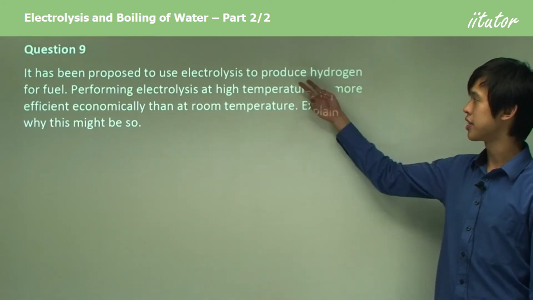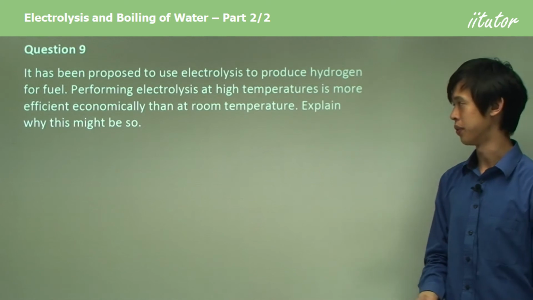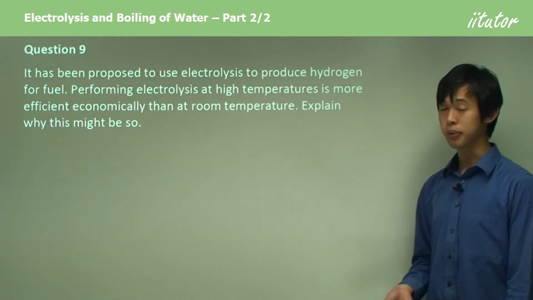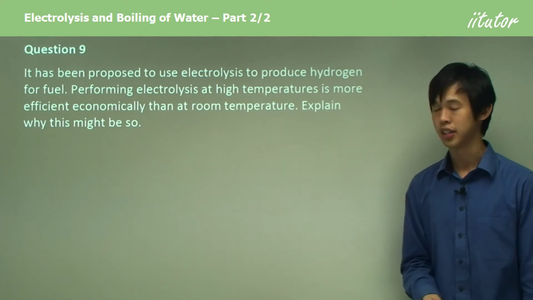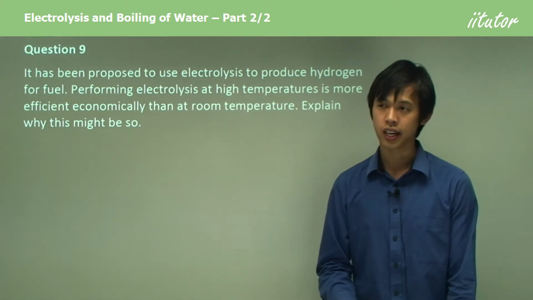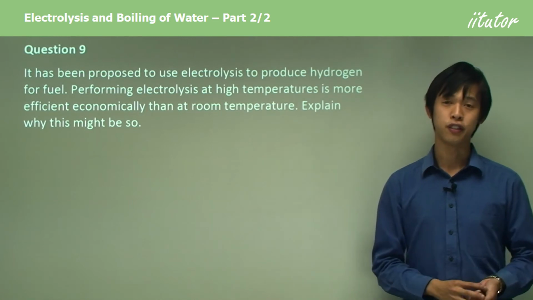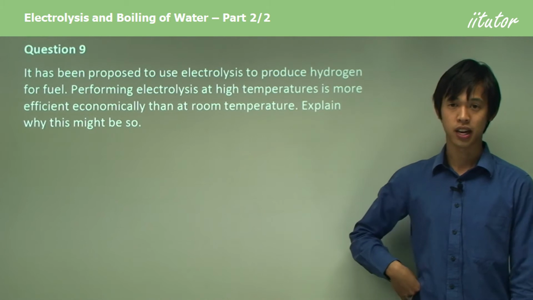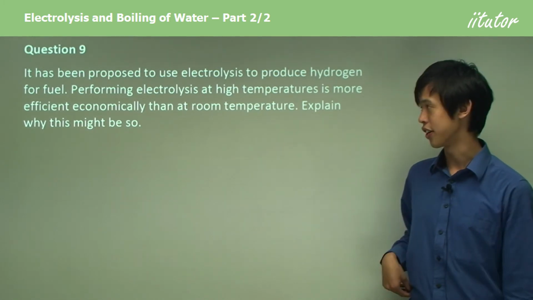So it's been proposed to use electrolysis to produce hydrogen for fuel. Performing electrolysis at high temperatures is more efficient economically than at room temperature. Explain why this might be so. Okay, so this is a question right out of left field for you guys. I just pulled this question to try and get you thinking about electrolysis and chemical reactions in general.